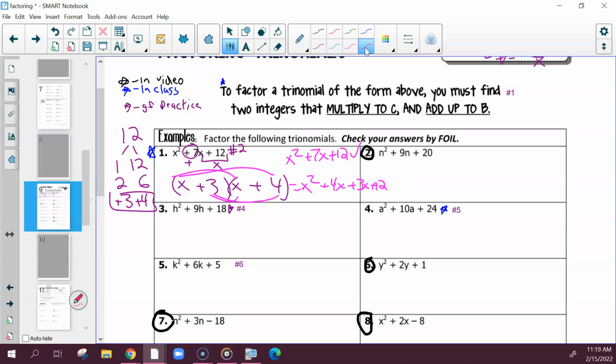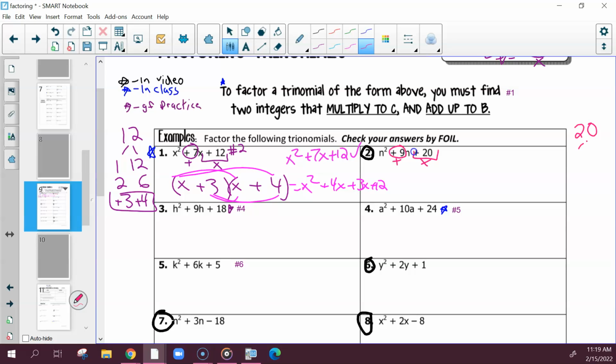For number 2, we need to find two numbers that multiply to be 20, but add to be 9. Again, if you know what those numbers are right away, that's great. If not, we can do our factor tree and look from there.